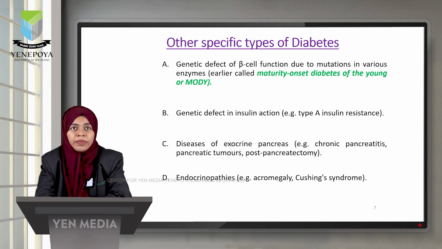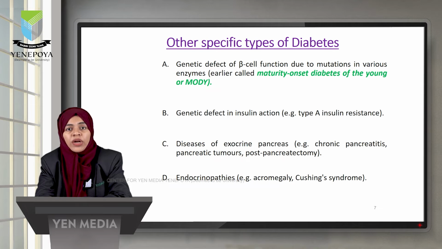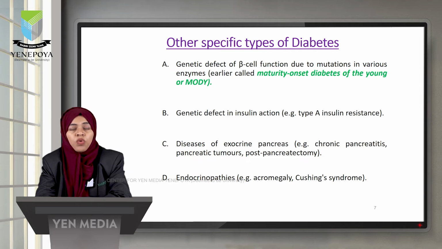Other specific types of diabetes, other than type 1 and type 2, may be because of a genetic defect in beta cell function due to mutations or variations in enzymes, earlier called maturity onset diabetes of the young or MODY. Genetic defect in insulin action, for example type A insulin resistance. Another is disease of the exocrine pancreas, for example chronic pancreatitis, pancreatic tumors, that is cancer of the pancreas, and post pancreatectomy.